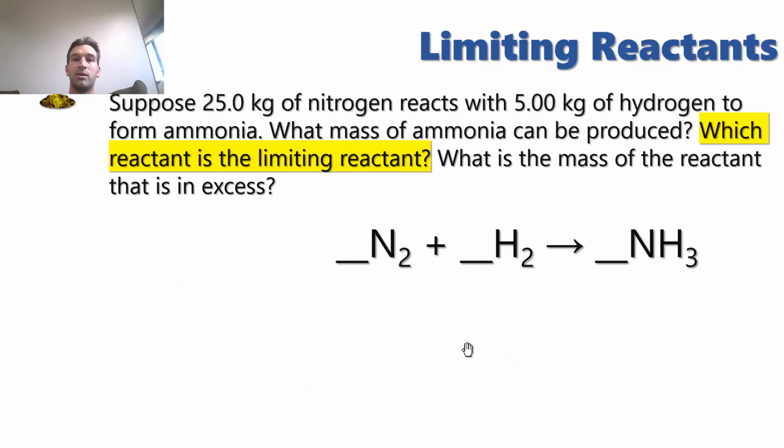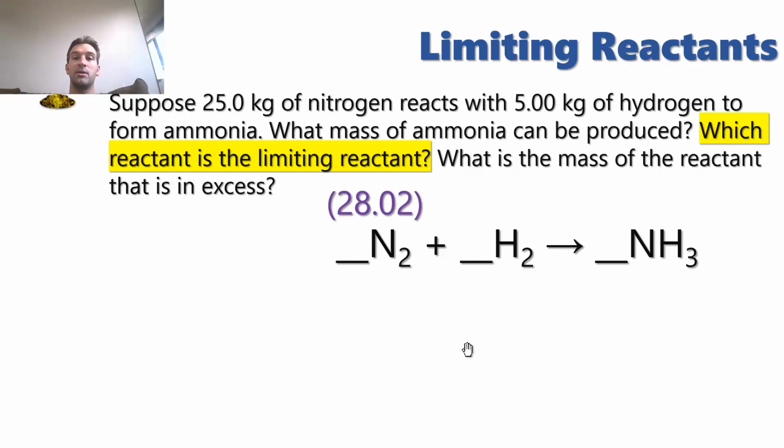So let's just say this is our starting problem. We have 25 kilograms of nitrogen reacting with 5 kilograms of hydrogen. We're going to make ammonia, and we have a couple key questions. The first is, what mass of ammonia can be produced. Which reactant is the limiting reactant, and what is the mass of the reactant that is in excess? So I started right here. Notice that it's the second question presented, but it actually makes more sense to answer this question first. Which reactant is the limiting reactant?